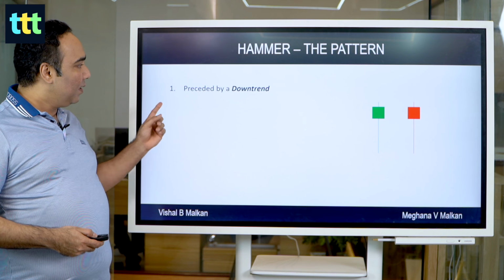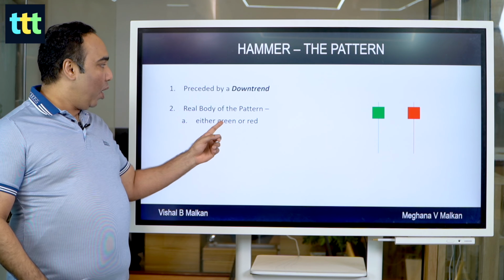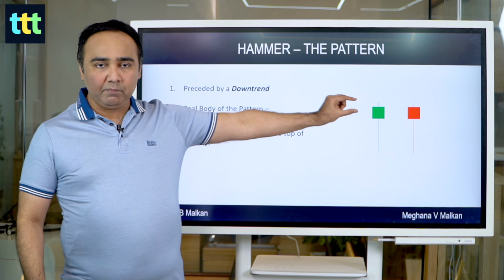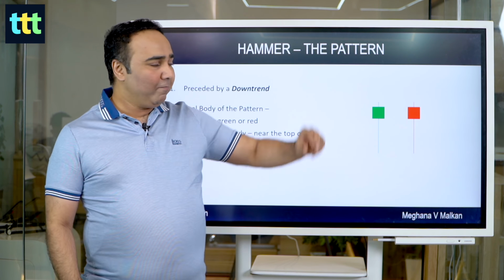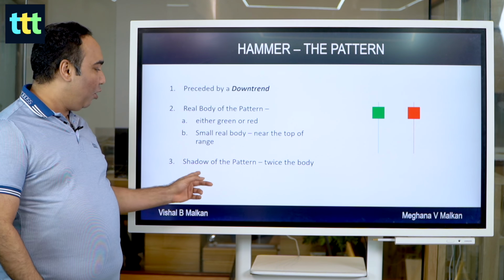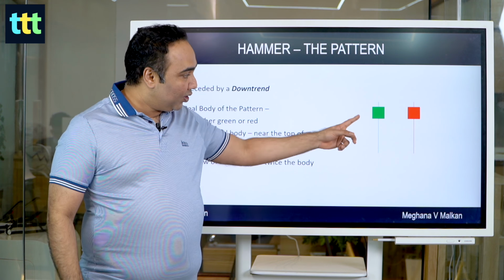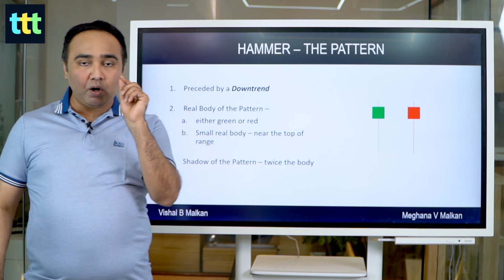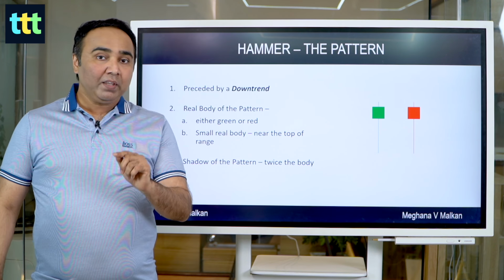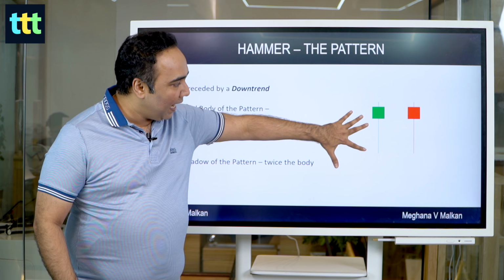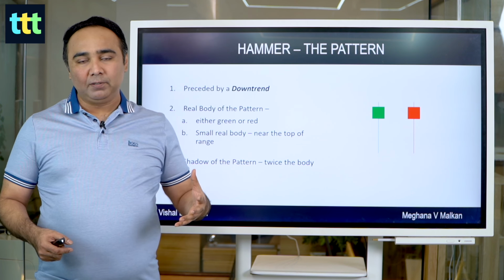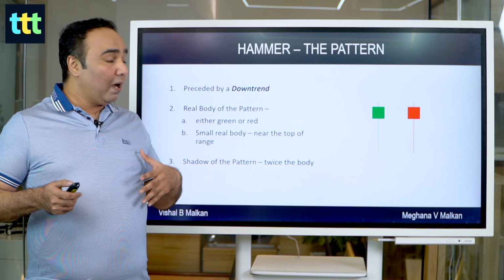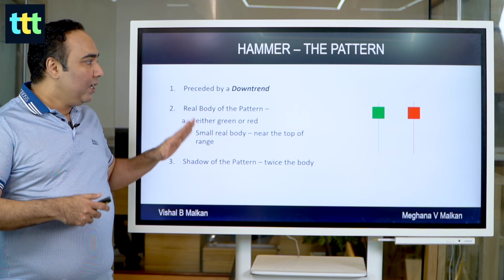So let's explain this. Preceded by a downtrend. Real body of the pattern, either green or red, doesn't matter. And small body near the top, the body is towards the top of the candle, and the shadow of the pattern, oh, this is very important, the shadow has to be more than twice the body. That's a very small and fine-tuned nugget which I would like to give you, right? So double the shadow of the body is a hammer. It can be longer, triple or 4 times also, but minimum double the body. So this is your hammer.